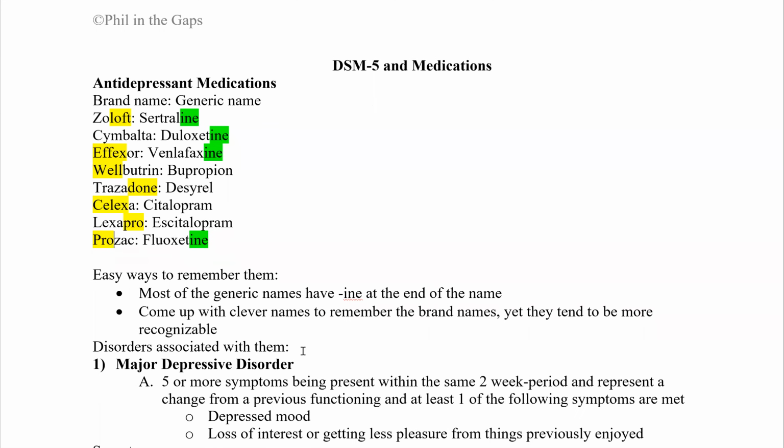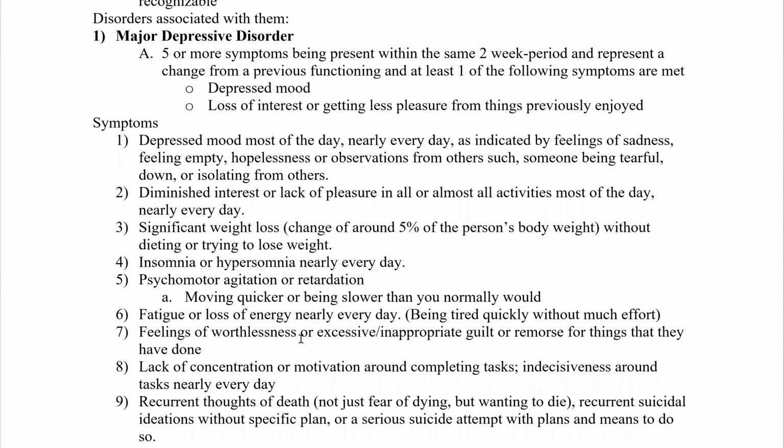And now the disorders associated with them are going to be the depressive disorders. The easiest way to remember how many depressive disorders there are, or the most common ones, is based on the length of time each of them is required. And what do I mean by this? So major depressive disorder, think of major as a major event in the person's life. If it's a major situation, it's not going to be a long period of time. Why? Because it's a major thing. And if you have a major event or major situation, you're going to have to react a little more quickly. So major depressive disorder is going to require 5 or more symptoms.